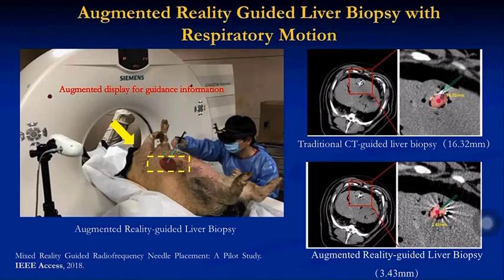And we also carry out animal experiments for this AR-guided liver biopsy, and we can look at the outcome. Under traditional CT-guided liver biopsy, the error is around 16.3 millimeters. However, in the augmented reality guided liver biopsy, the accuracy can be improved to around 3.43 millimeters. So it is again a significant improvement.